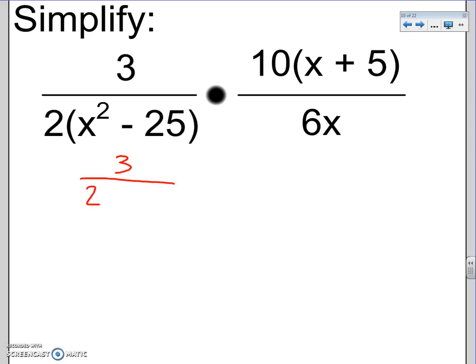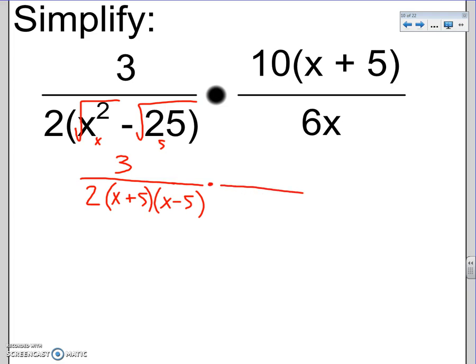They did GCF for us. The x squared minus 25, that is the difference of squares. So I can square root both of them. I get two things. I get x and 5. Make sure I put in the 2 parentheses: x, 5, plus, minus.